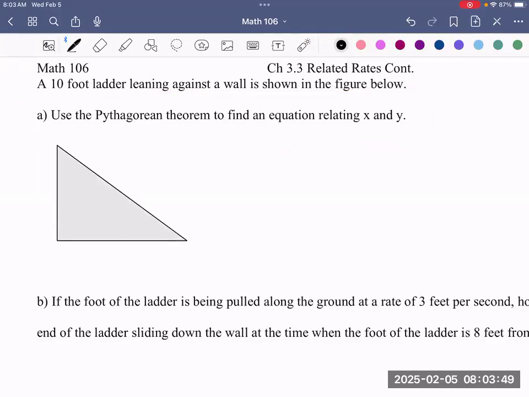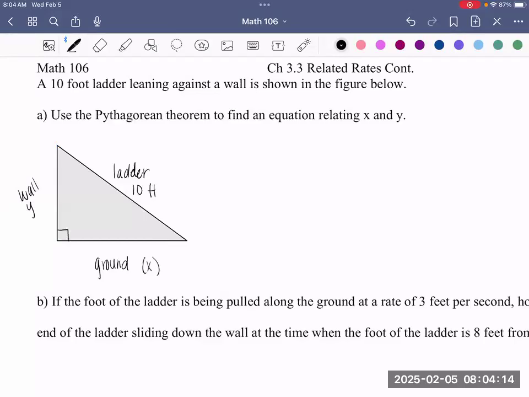So some sort of a ladder, which is a 10-foot ladder, is leaning against a wall. So we have a wall here, which is shown in the figure below. And we have your ground. And if we relate this kind of in our coordinate plane, right, we can have our ground as an x and your wall being a height as in y.